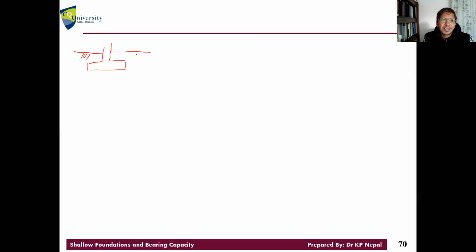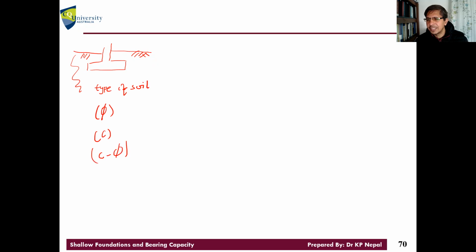Until now, we have only one type of soil. It is either only phi soil, or only C soil, or sometimes C-phi soil. You know what I'm talking about, right? Phi soil means only cohesionless soil. There is no cohesion. And C soil means there is no phi, just cohesion only. And C-phi means a mix of both. Okay, this is the type of soil we classify, right?